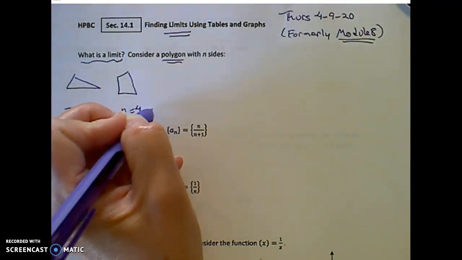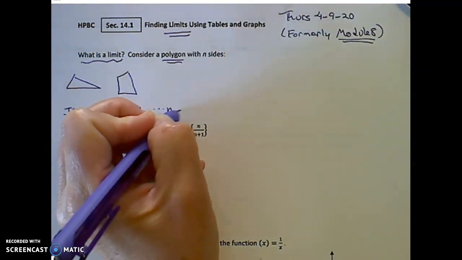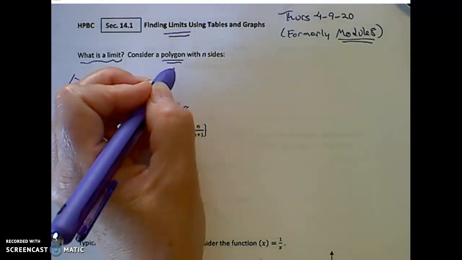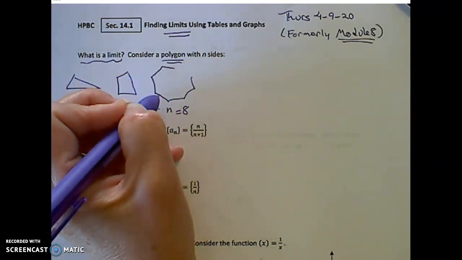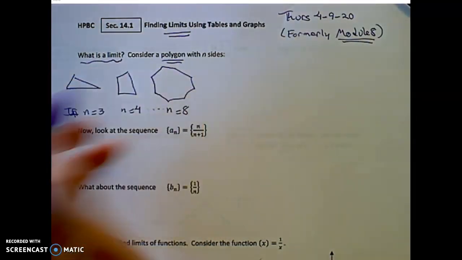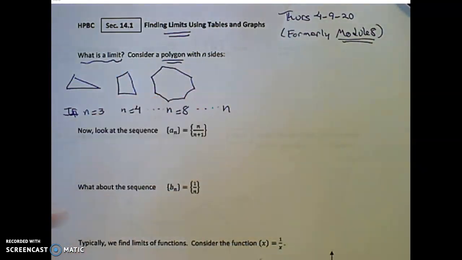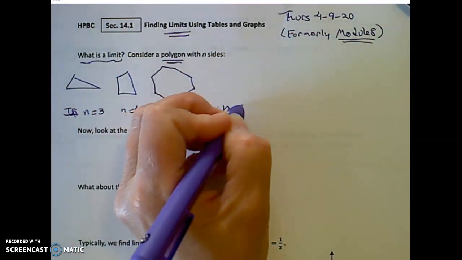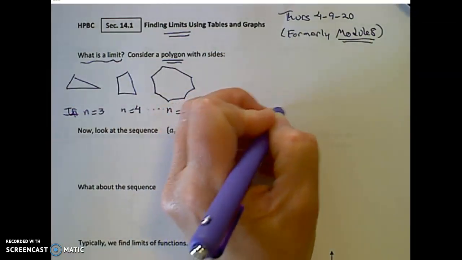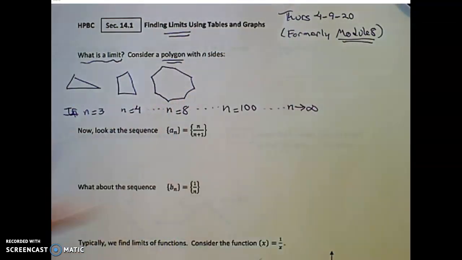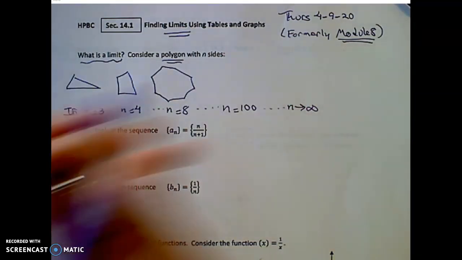A limit means this. Let's let n grow to 8. You know what an 8-sided polygon looks like. 1, 2, 3, 4, 5, 6, 7, 8. Okay, let's push the limit a bit. What if you had a 100-sided polygon? I certainly don't want to draw a 100-sided polygon, but you could imagine what it would look like. And so on, as n approaches infinity, what does a polygon with n sides look like?